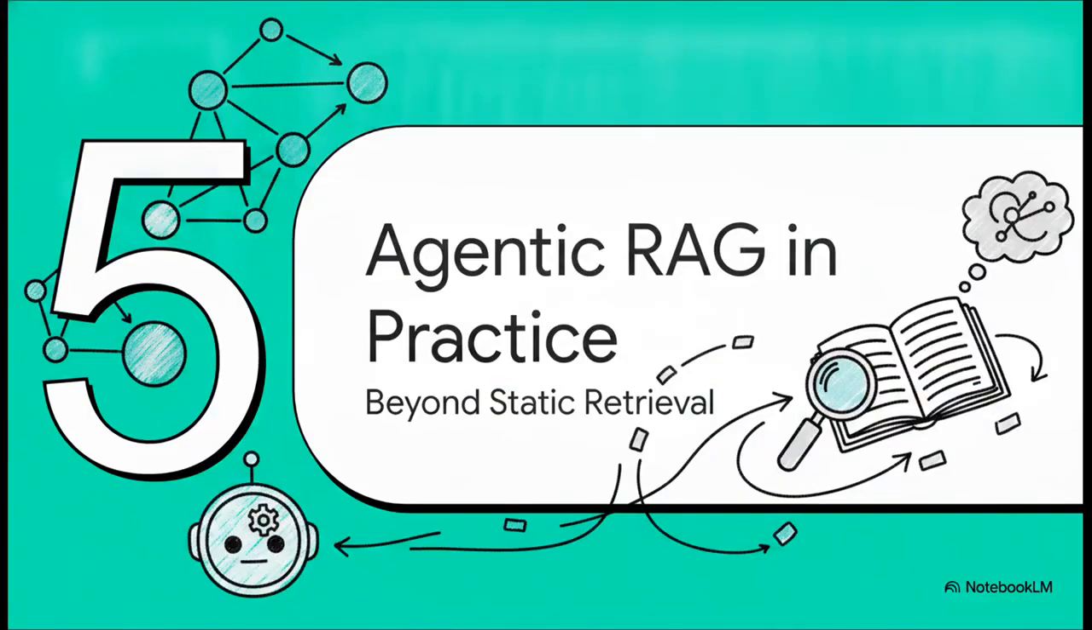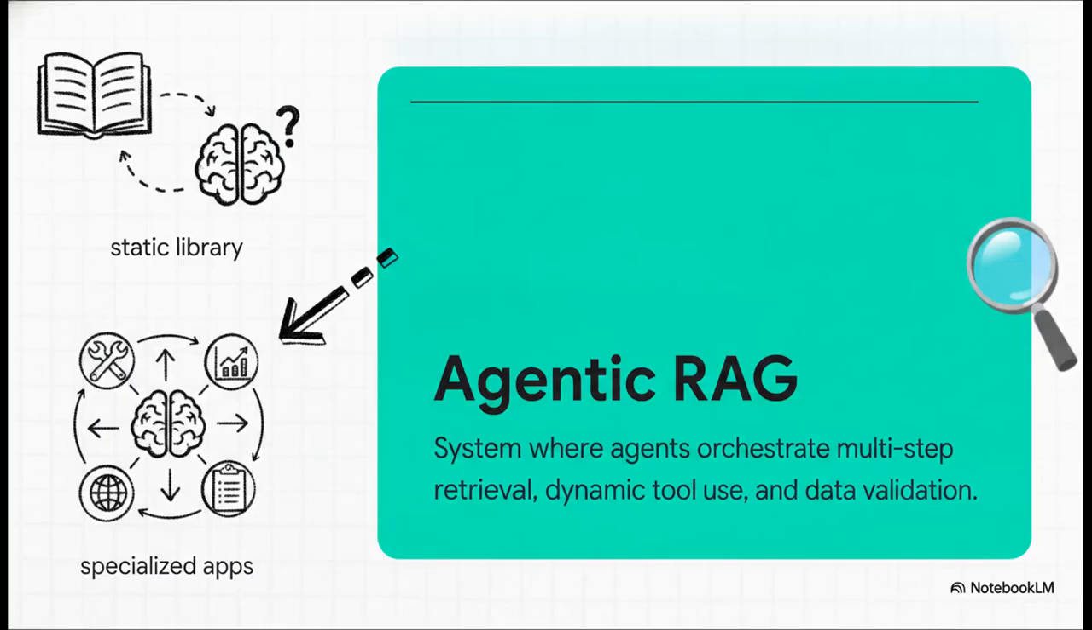Finally, Section 5, Agentic RAG in practice. Let's ground all this abstract protocol and architecture theory we've been talking about by looking at how it transforms one of the most common enterprise AI capabilities today, Retrieval Augmented Generation, or RAG. If you're familiar with vanilla RAG, it's essentially like an AI reading from a static library. It takes a user query, blindly grabs some relevant text from a database, and generates an answer.